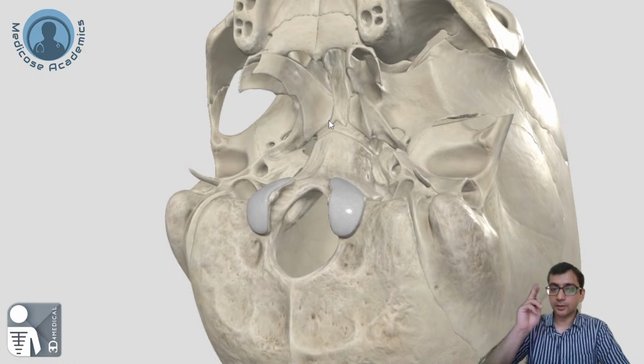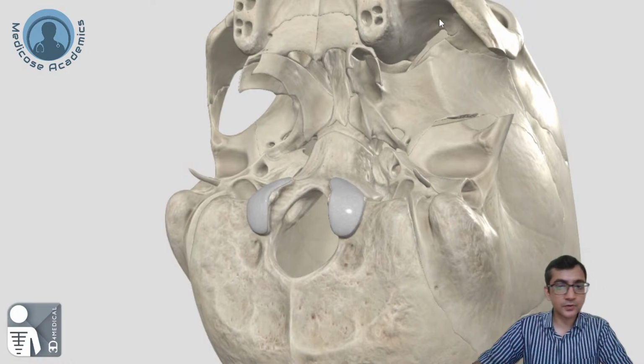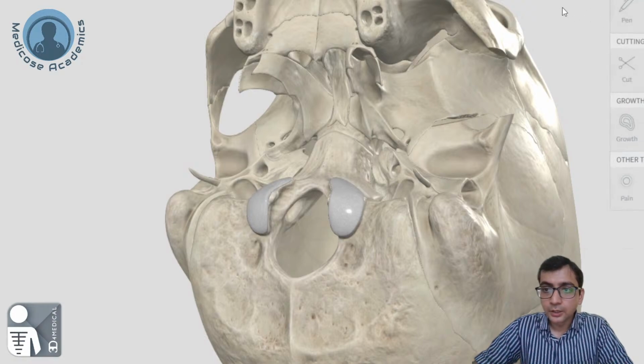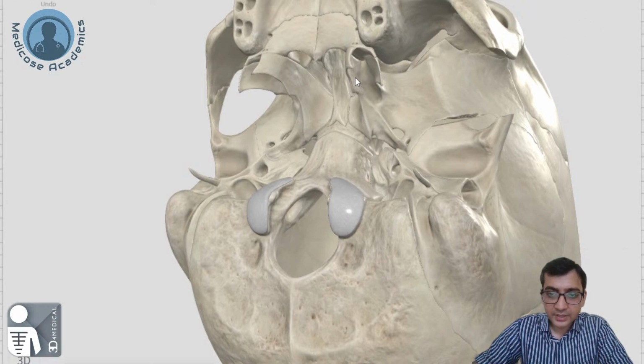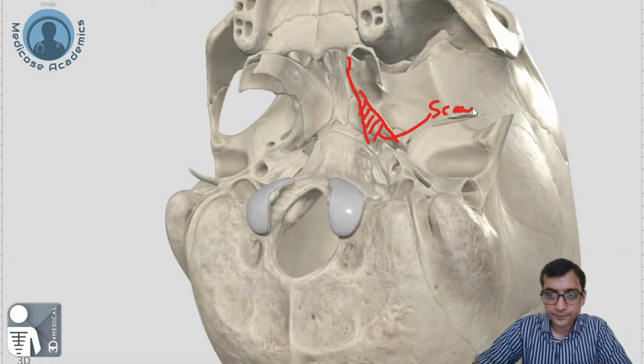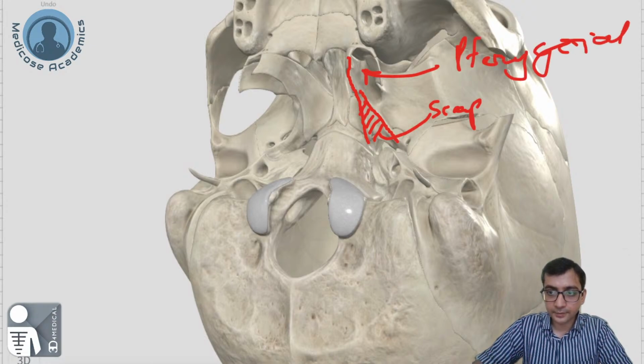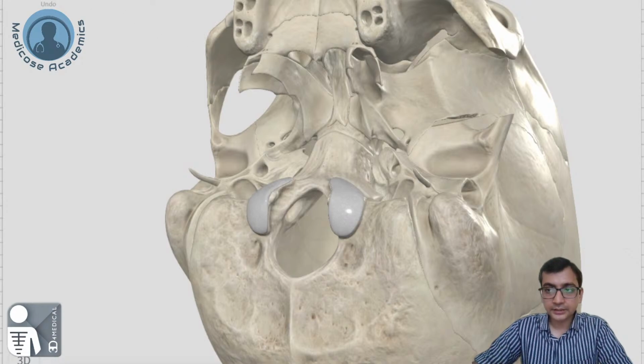Students ask me what is the difference between the pterygoid fossa and the scaphoid fossa. The thing present between the two plates is the pterygoid fossa, but if we trace the medial pterygoid plate up, it divides into two parts right here. The space between these two is the scaphoid fossa, and the one here is the pterygoid fossa. So these are the fossae that are present here.